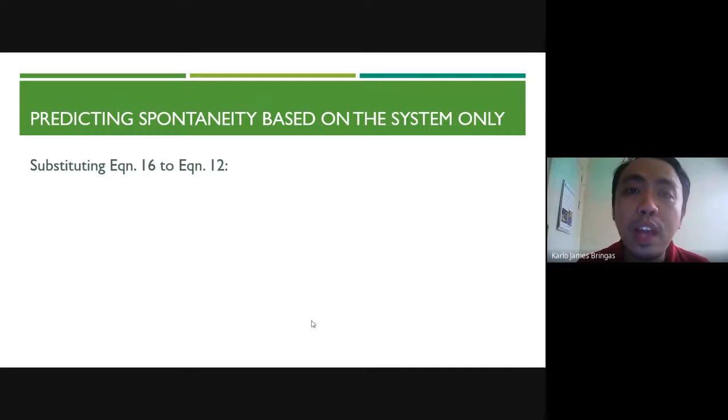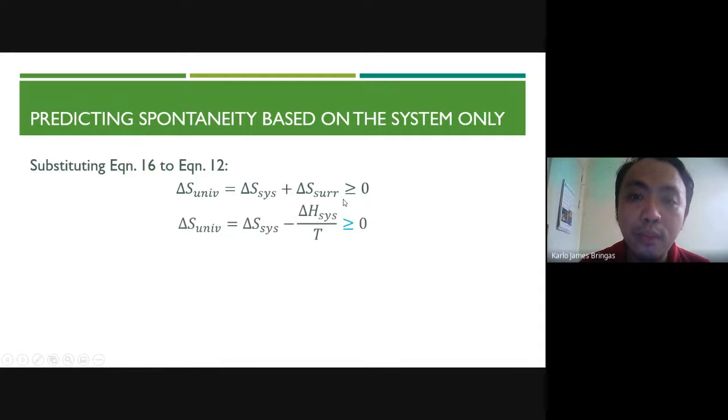So if we use now that equation 16 into our criteria in equation 12, shown in here, so changing the delta S of the surroundings with what we got earlier, we now have the following. Notice here that I highlighted in blue the inequality symbol, the greater than or equal to symbol, because we'll try to see how that changes as we multiply both sides by negative T.